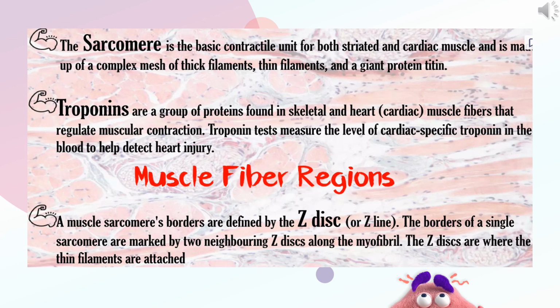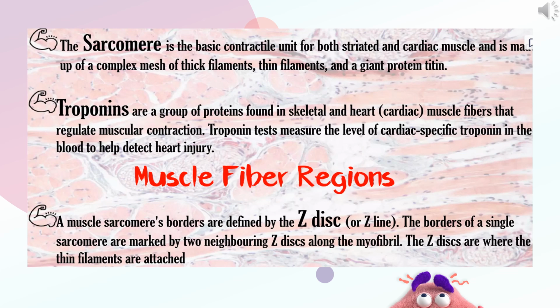Sarcomere. The sarcomere is the basic contractile unit for both striated and cardiac muscle and is made up of a complex mesh of thick filaments, thin filaments, and the giant protein titin. Troponins. Troponins are a group of proteins found in skeletal and cardiac muscle fibers that regulate muscular contraction. Troponin tests measure the level of cardiac-specific troponin in the blood to help detect heart injury.